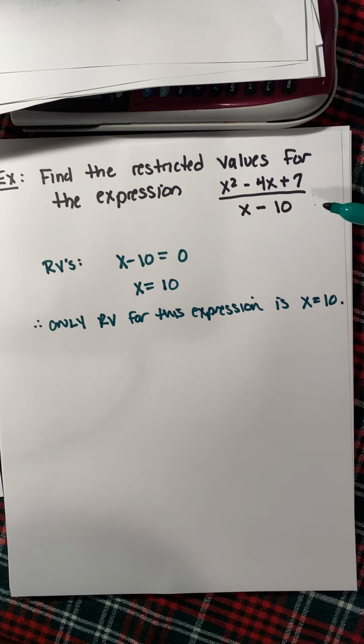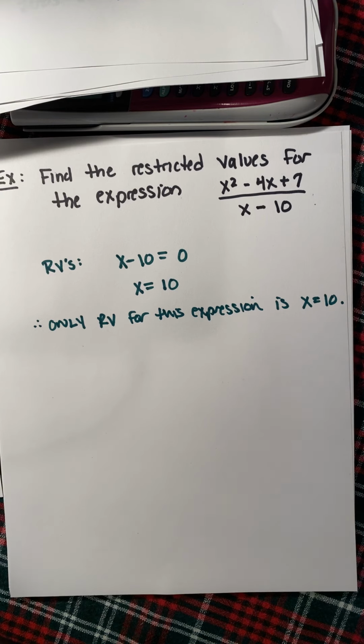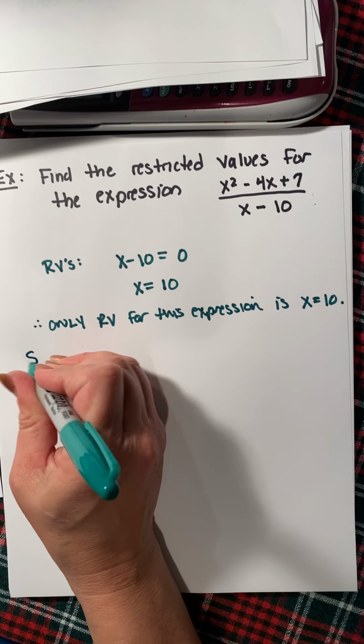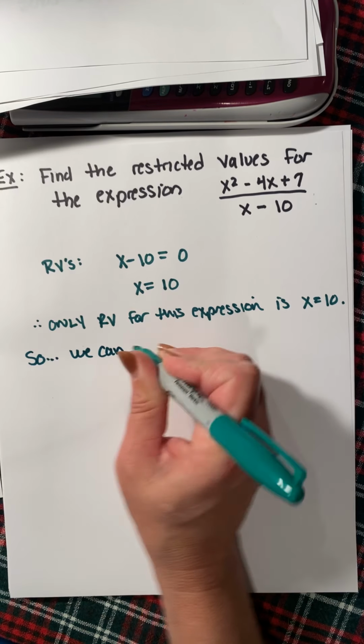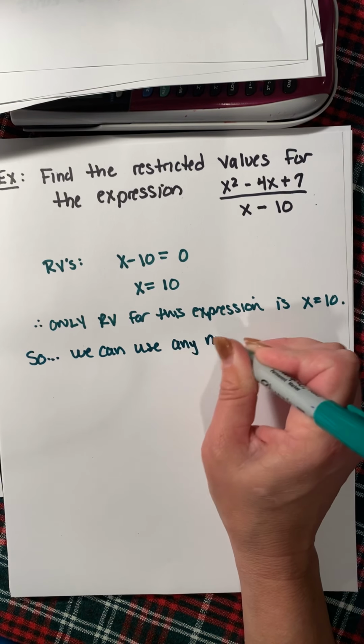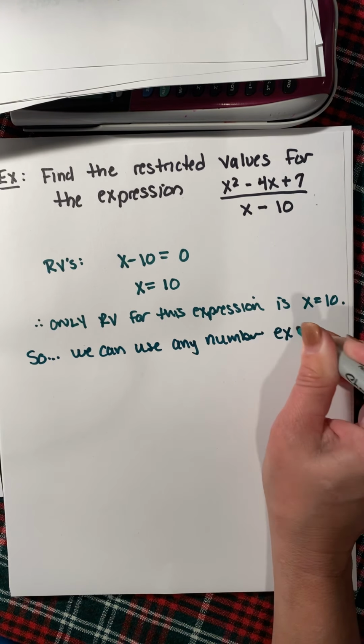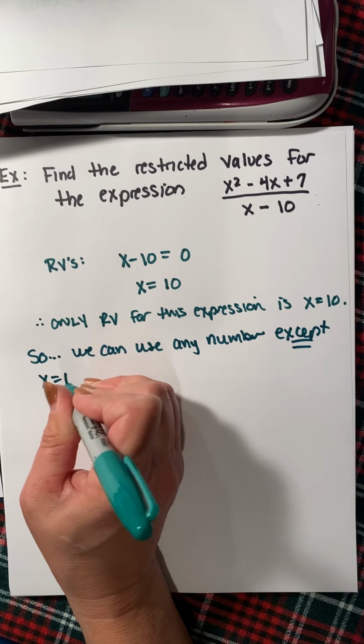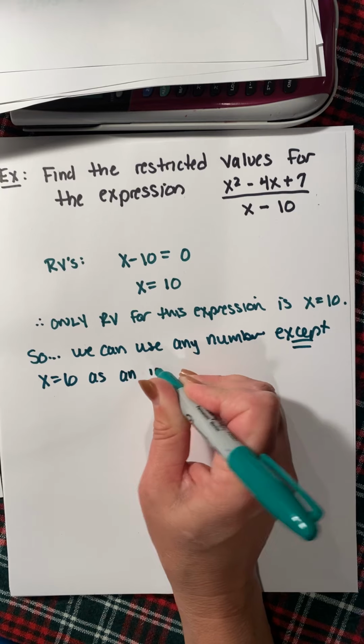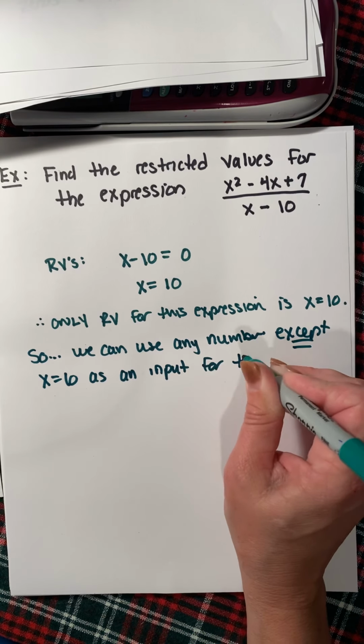All right, so now for a minute, let's think about this. The only number that's going to create a 0 in the denominator is 10. We can put any other number into this expression and get an output. So that being said, we're going to find the domain of this rational expression. Remember, the domain of any expression is what you're allowed to put into this expression. We're not allowed to put in 10, so we can put in any other number. So we can use any number except x equals 10 as an input for this expression.